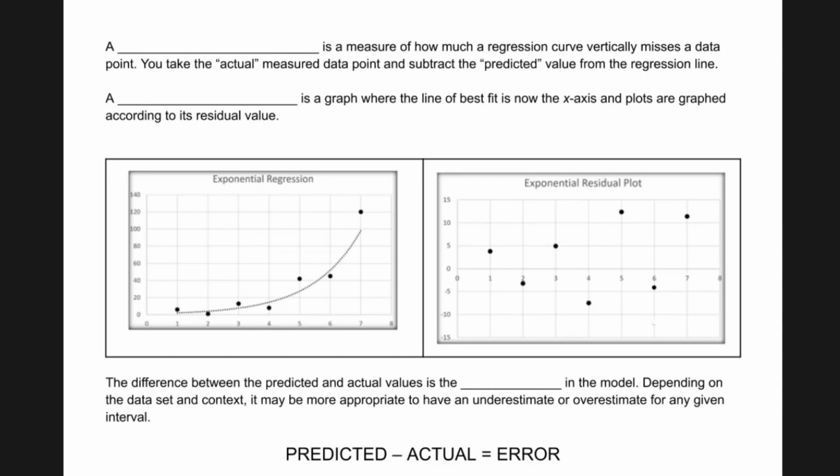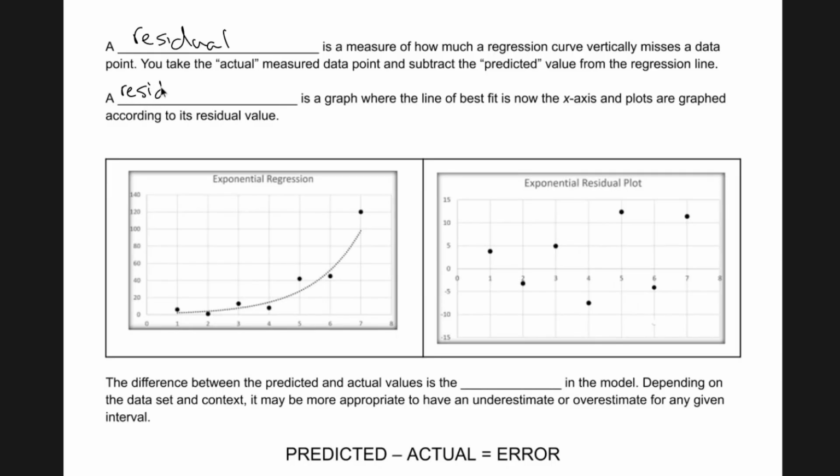Now, a residual is a measure of how much a regression curve vertically misses a data point. You take the actual measured data point and subtract the predicted value from the regression line. So here are residuals. These are all residuals. Here is a line.